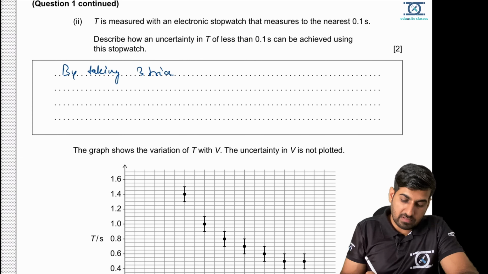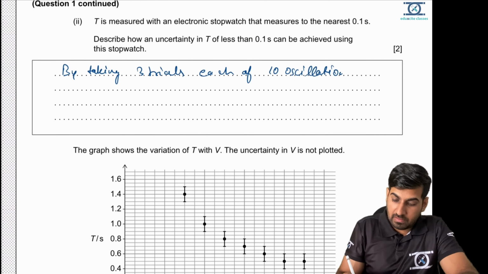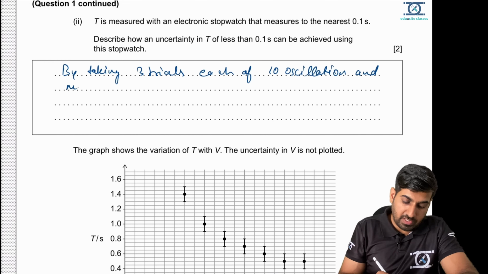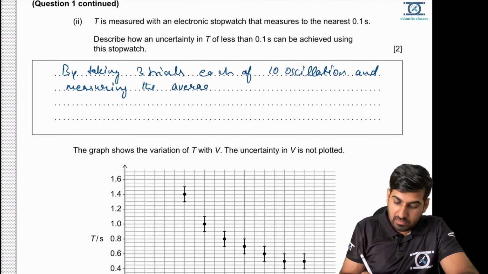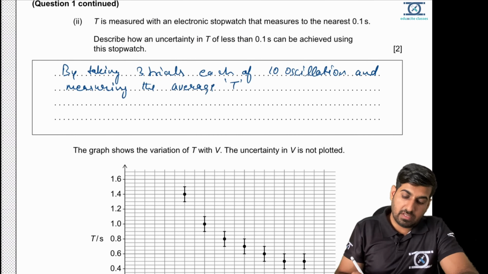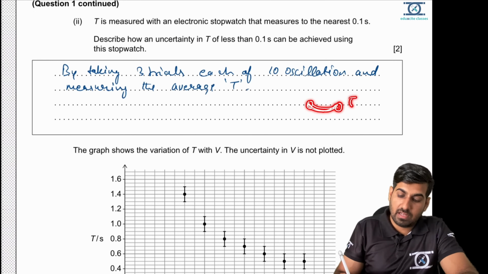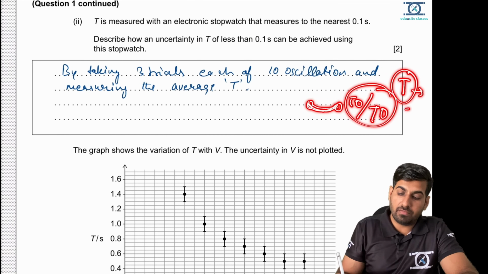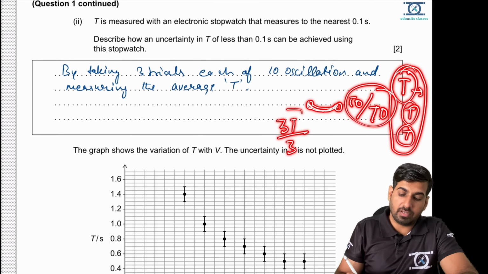3 trials each of 10 oscillations and measuring the average time period t. So we measure these 10 oscillations and then divide by the total number of oscillations, which gives 1 t. Similarly we do this for 3 trials, and then we take the average of these 3 t values: the sum of these 3 divided by 3.